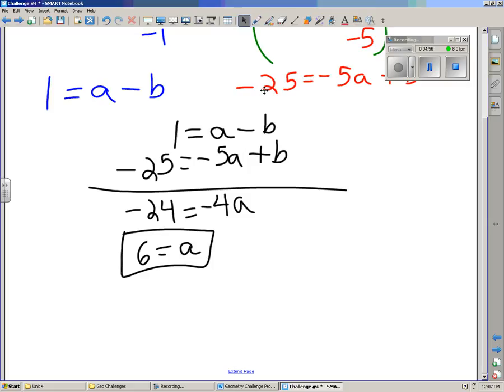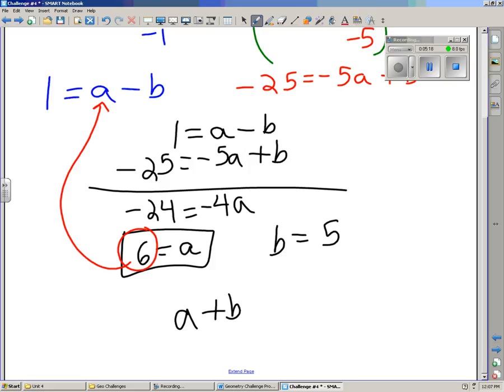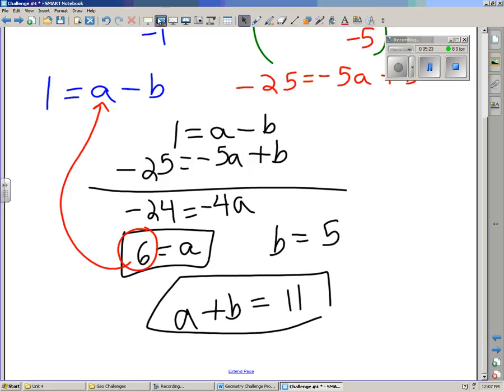Not bad. Now let's substitute in to find what b is. Why not just substitute in this right here? If 6 equals a, then 6 minus 5 equals 1, which means b equals 5. So a plus b equals 6 plus 5, and there's your answer, 11.